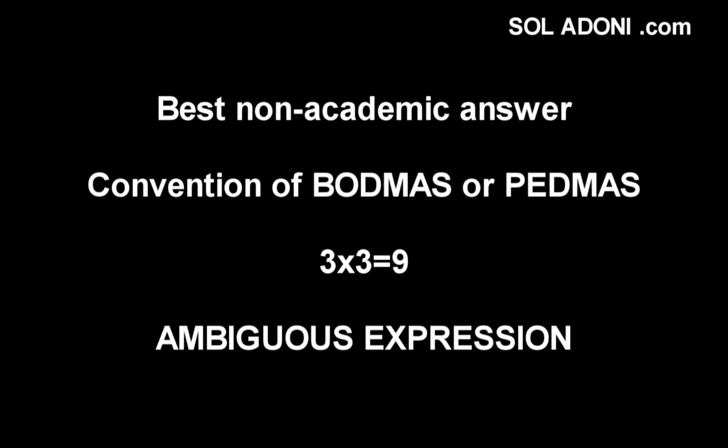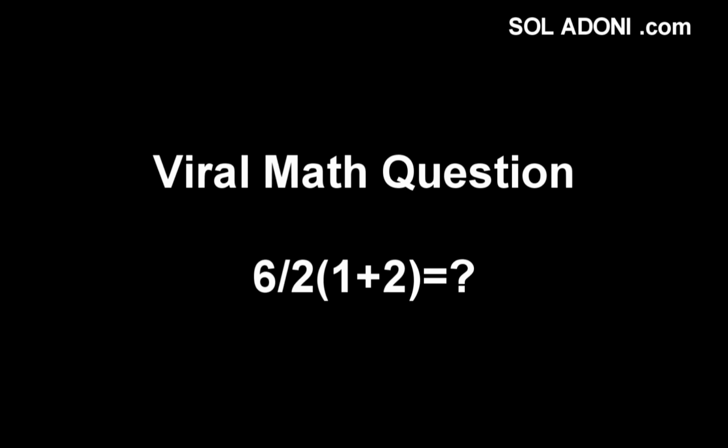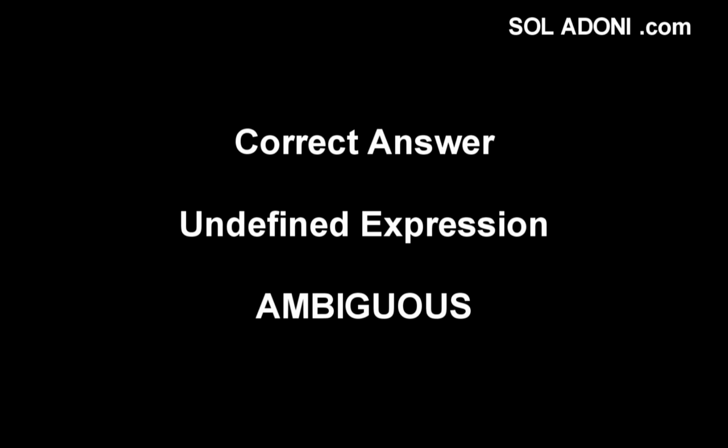Now, most people who are not academics say the best non-academic answer would be it's a convention using BODMAS or PEMDAS. So we see 3 times 3 is equal to 9. But it's an ambiguous expression. So if you want to insist that it's 9, you have to also agree that it's an ambiguous expression. If you don't do that, then you're not answering it correctly. So the viral math question, 6 divided by 2 times the sum of 1 plus 2 is equal to: correct answer, undefined expression. It is ambiguous. That is the proper answer.